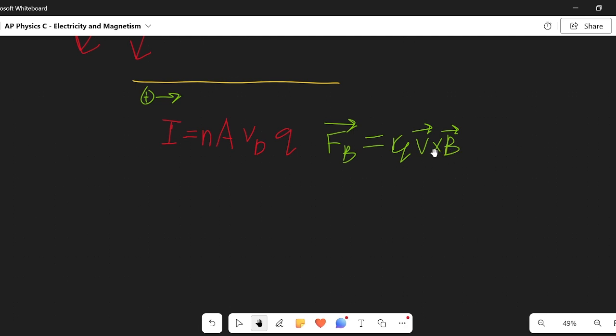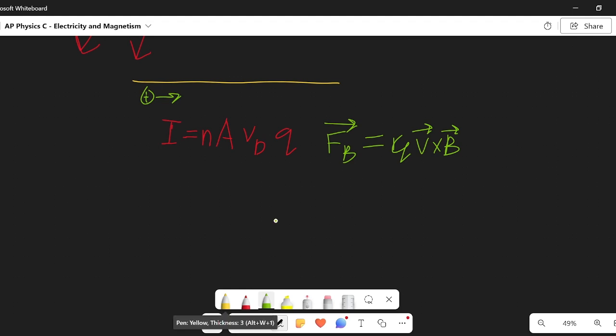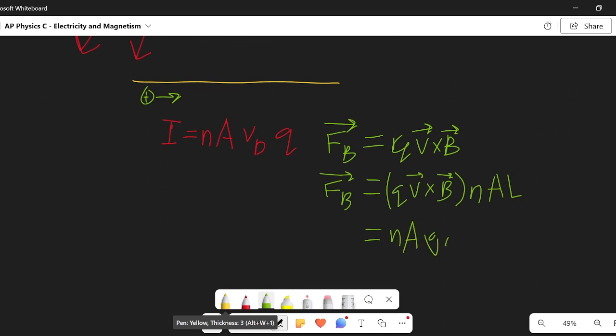So the force through this will be equal to qv multiplied by B going in this direction, multiplied by the number of charges, multiplied by A, multiplied by L. If we simplify this, it simplifies into nAvqL, and we'll put the vector on the L because we're going to use a differential line segment.